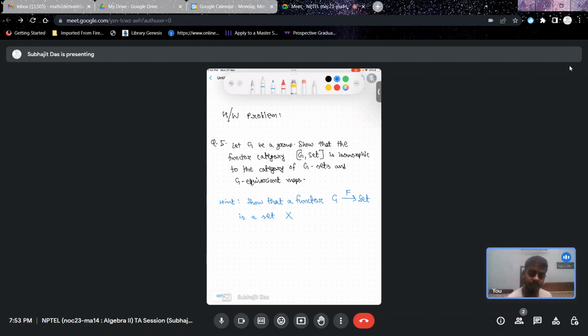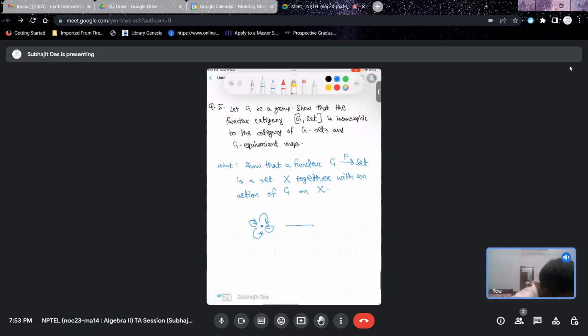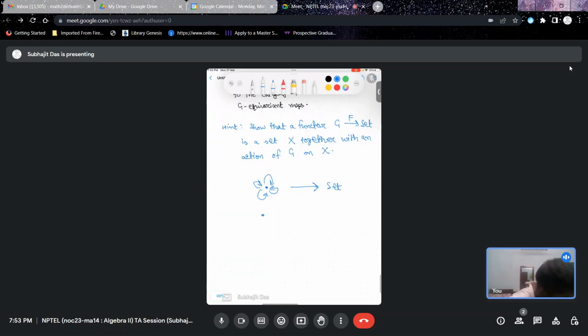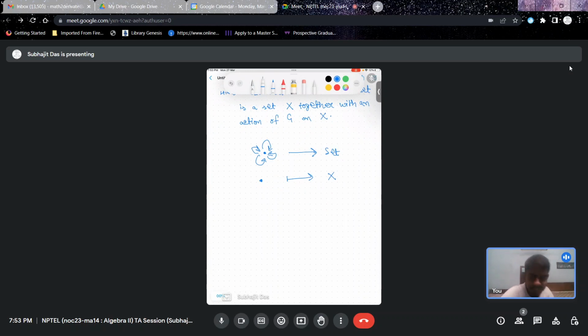So if f is a functor from G into Set, f will assign to this single object of G some unique set in the category of sets. Let's call this set X, together with an action of G on X. And where do we get this action from? The group G can be thought of as this category, a single object category with arrows as indicated here, morphisms. Now you have a functor from this to Set. What does this functor do? This functor maps the object to some set X. And what else does a functor have to do?